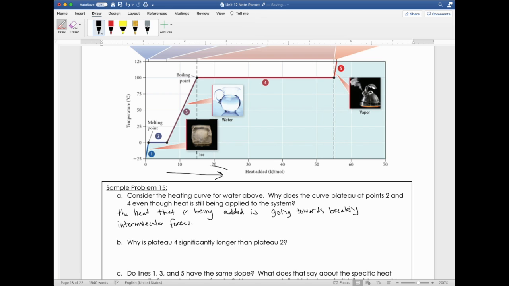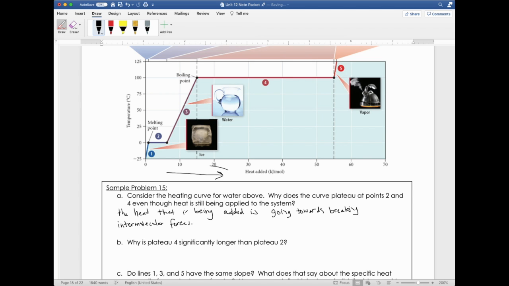Sometimes it's very hard to write with this pen. So the heat that's being added is going towards breaking those intermolecular forces, which is why the temperature can't rise, because the energy is going to something. And in those two plateaus, it's going towards that actual phase change, which is breaking intermolecular forces.